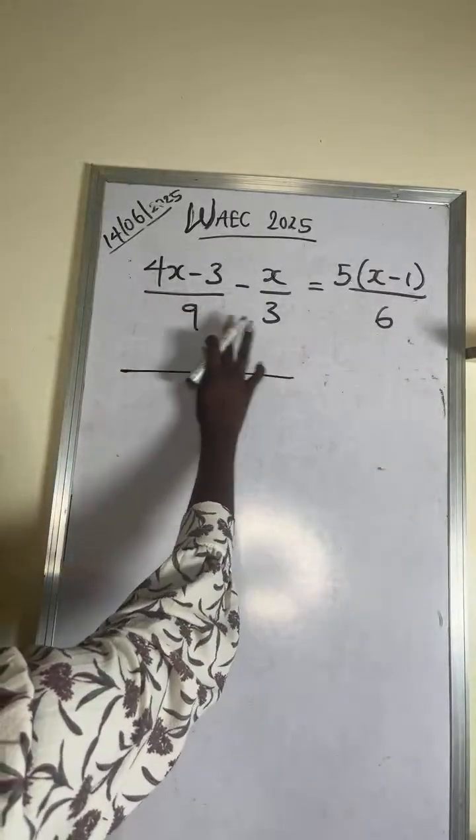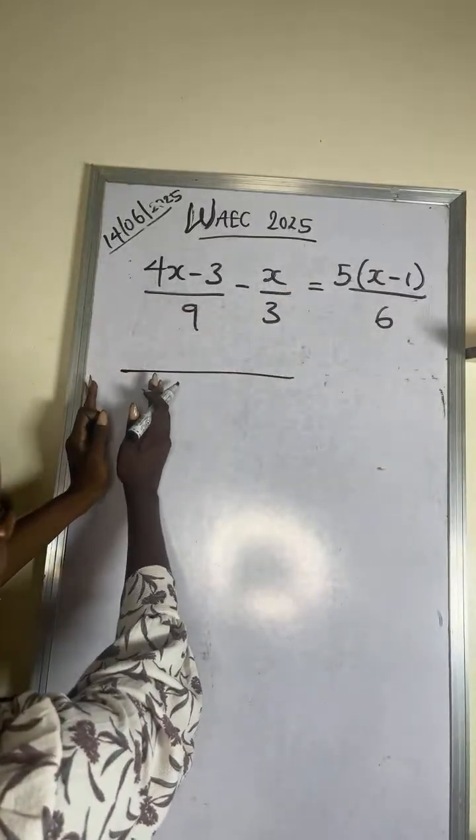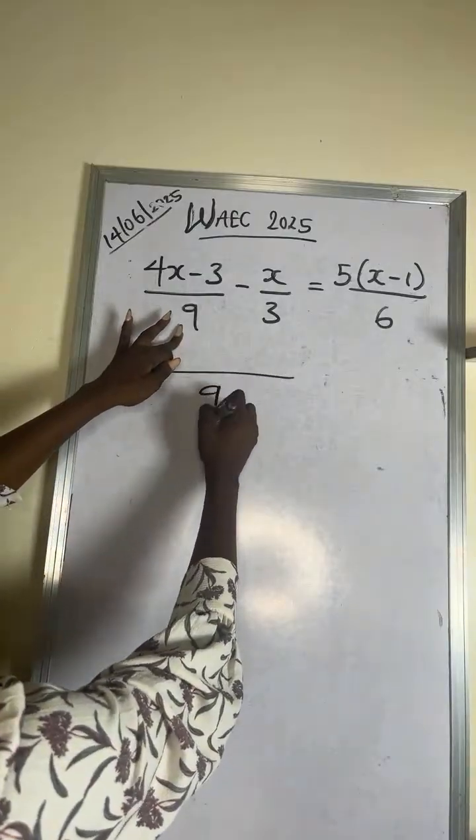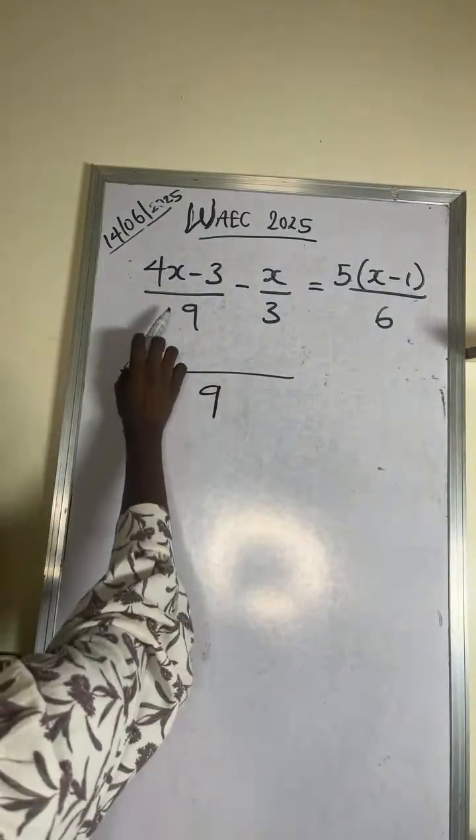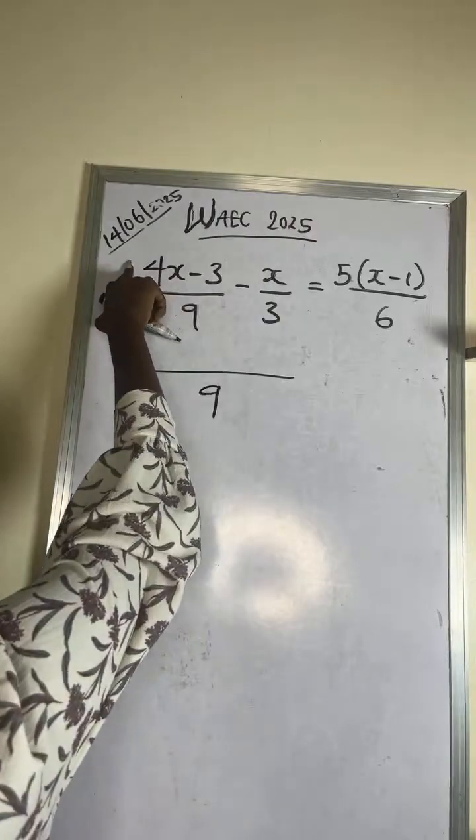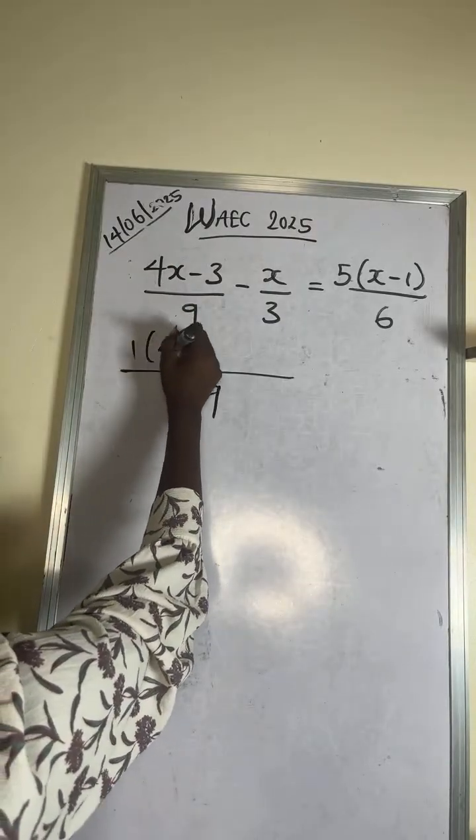So the LCM here, I'm doing the left-hand side now. The LCM here is 9. If you know your LCM, you know that. So 9 in 9 is 1. 1 times this numerator is that.